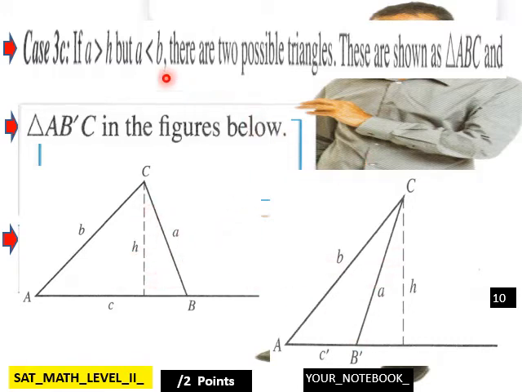When a is greater than h but a is less than b, so a is less than the original side length b, a can be swept over and create another triangle here. So you have two possible triangles when you have that kind of situation.